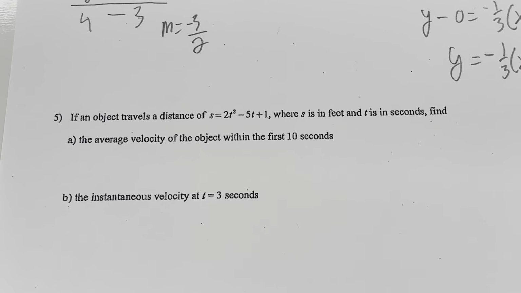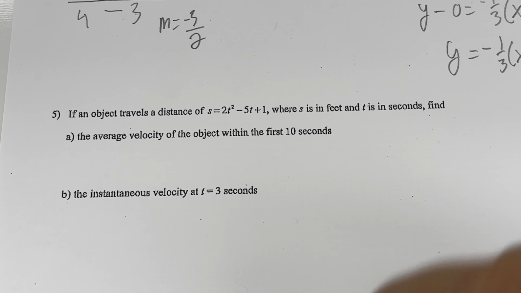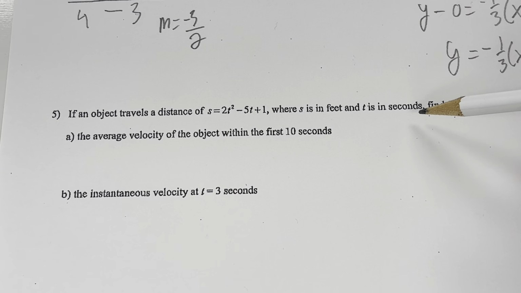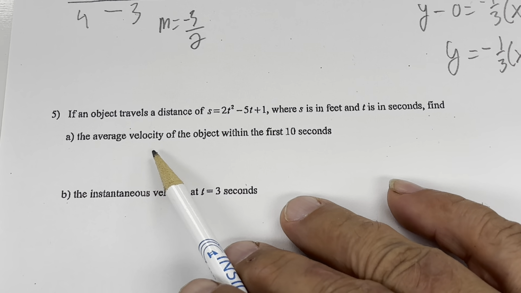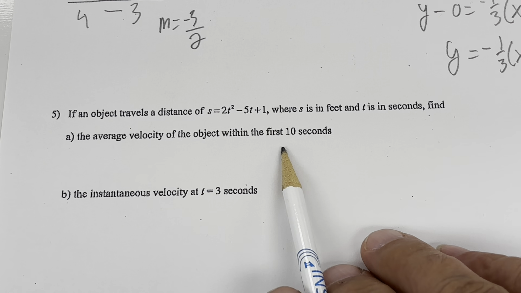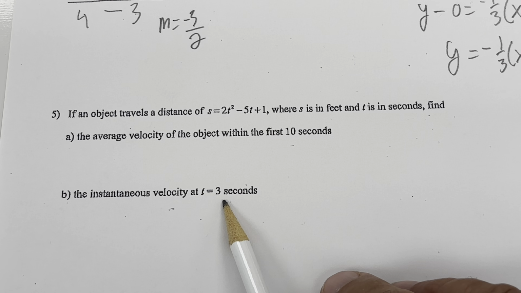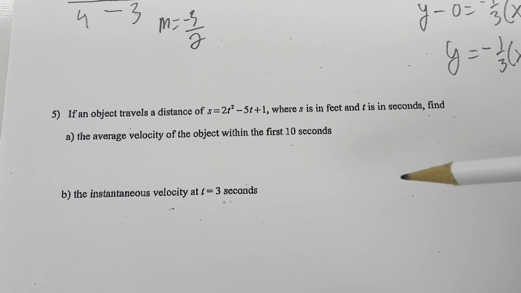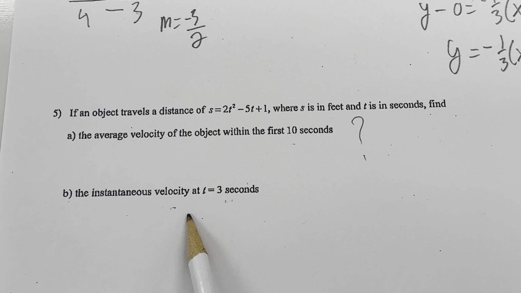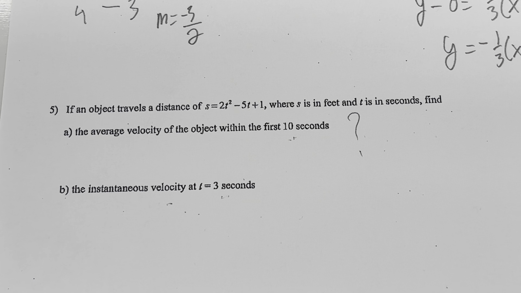Number 5 is kind of wordy. If an object travels a distance of that, where s is in feet and t is in seconds, find the average velocity of the object within the first 10 seconds, and the instantaneous velocity at t equals 3. I can do the instantaneous velocity, but I can't do the average velocity. I don't know the formula for that one. So I think you might divide everything by 10.